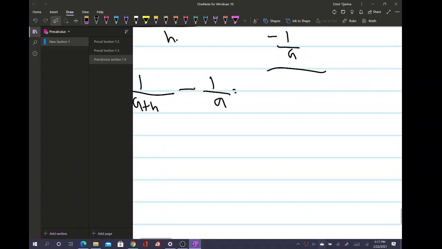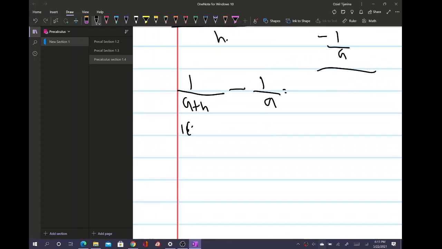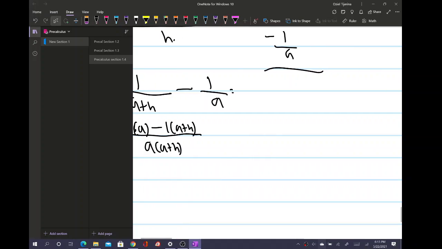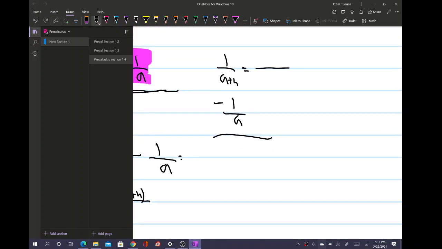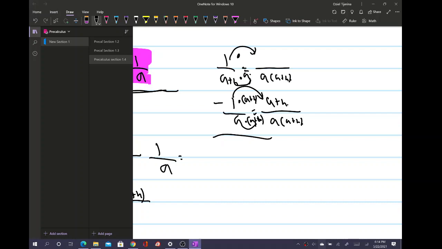So we're going to go ahead and do it. We have 1 times a minus 1 times a plus h over a times a plus h. Now you can do it the other way, where you say this is just a times a plus h, and this one is also a times a plus h. So to get from a to a times a plus h, I multiply by a plus h, and what I do to the bottom I do to the top, so it's 1 times a plus h, which is a plus h, and then times a over here. So 1 times a is just a, right?